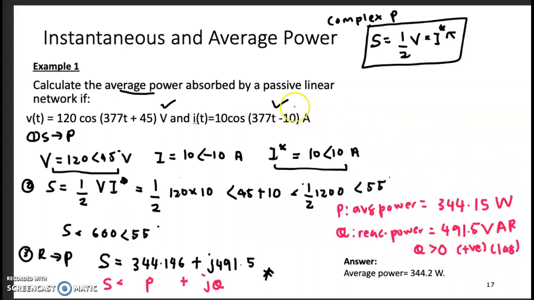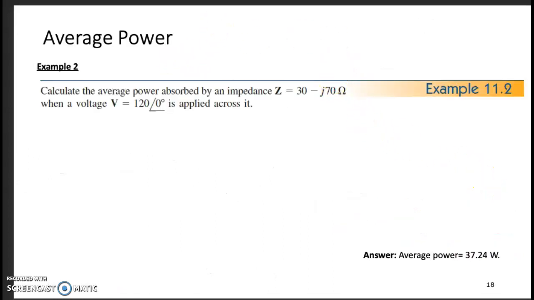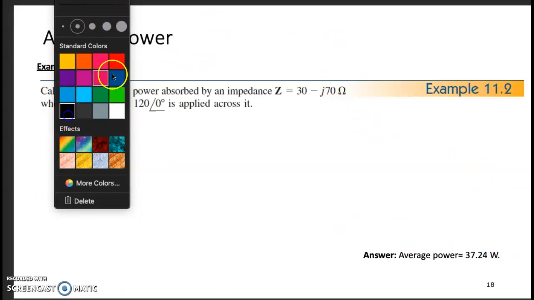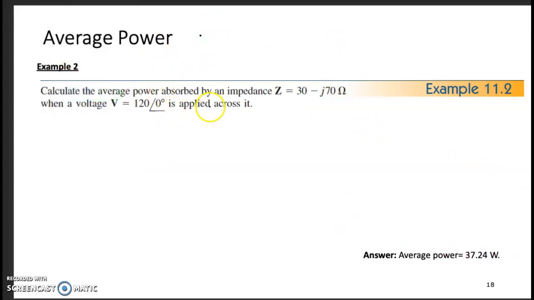Okay, so the question only asks you to find the average power. So you just need to write the average power, 344.2 watt. Okay, so this is the first example. So let's go through the second example. Calculate the power absorbed by an impedance Z.